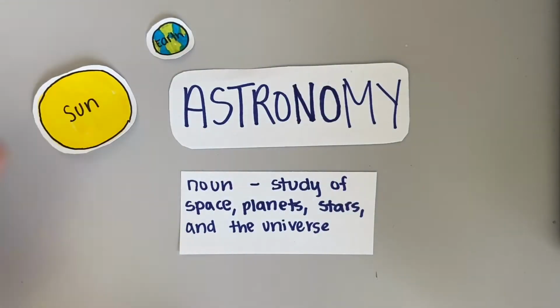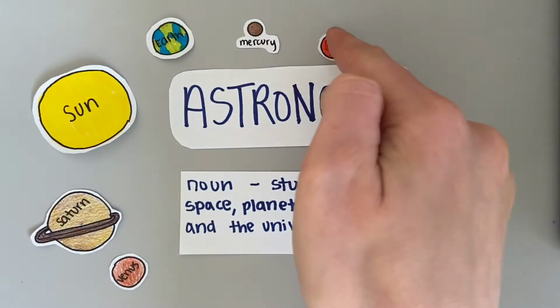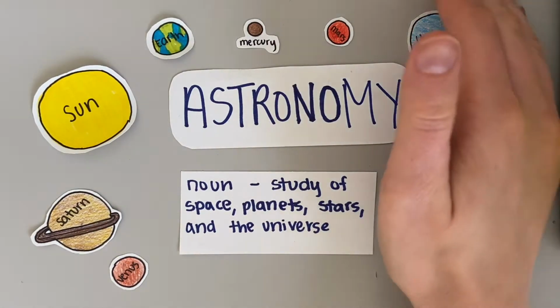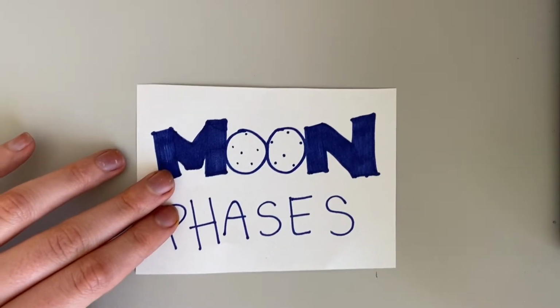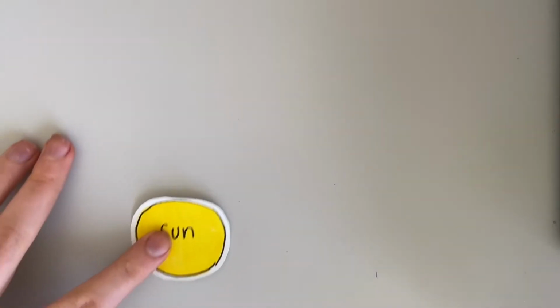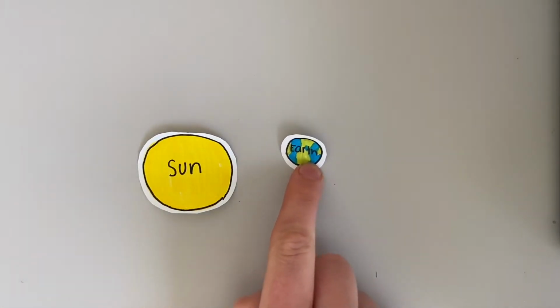Astronomy is the study of space, stars, planets, and everything else that could possibly be in the universe. And within astronomy, today I want to be talking about moon phases, or why the moon looks different day by day. So before we start talking about the moon, I want to talk about the sun and the Earth.